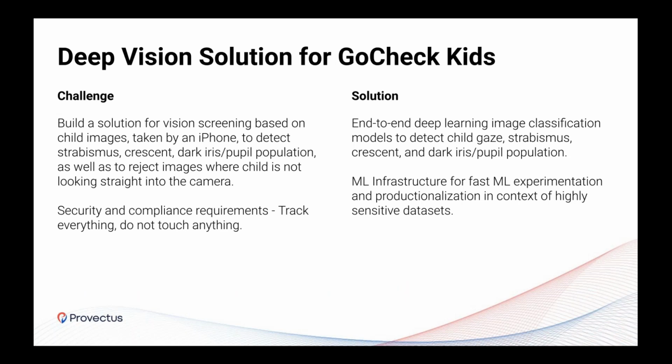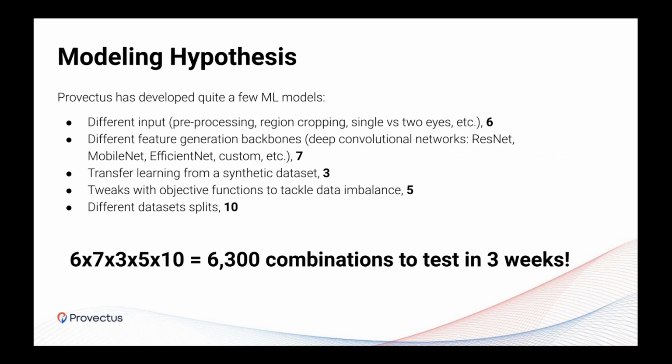The problem we've been solving is detection of an eye disease like strabismus based on images taken from an iPhone application. We also had to reject images when the child is not looking properly at the camera. Security and compliance is the first priority for this type of project, for obvious reasons. The machine learning problem was framed as end-to-end image classification. The problem may seem very simple, like classifying cats and dogs. However, there is a huge difference between classifying cats for fun and deploying a real mission-critical solution to the real world on real data sets.